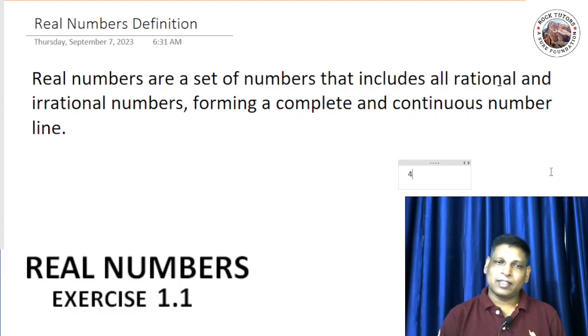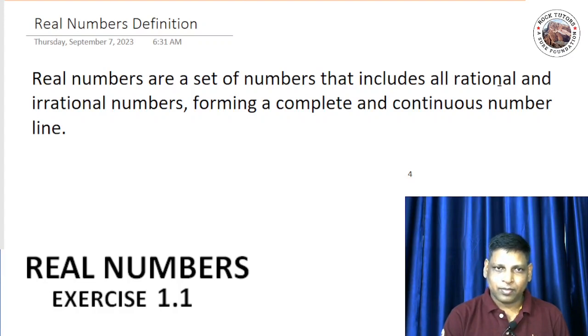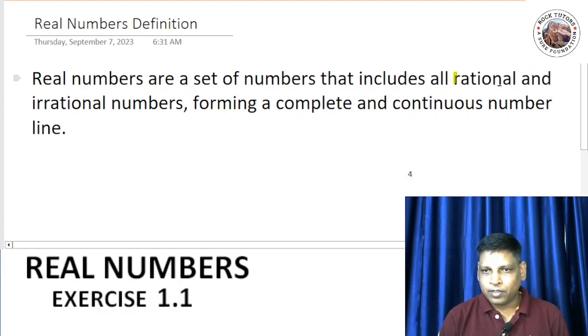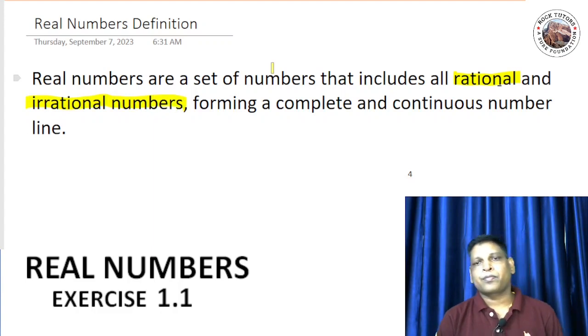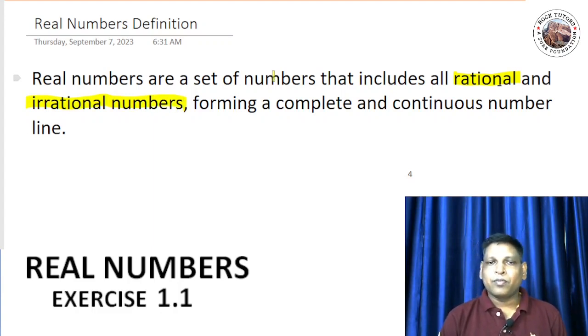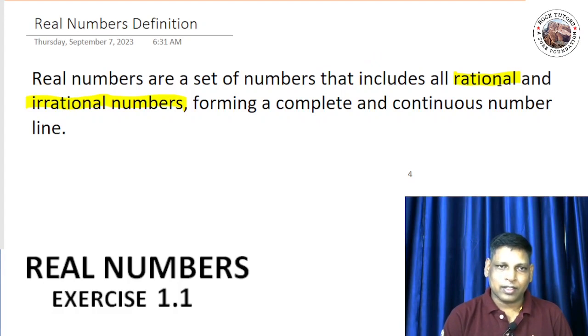Here you can see that in the definition it's given irrational numbers and rational numbers. See here, rational and irrational numbers. We'll go one by one. We'll see the definition of the rational numbers and the irrational numbers. So what do you mean by rational numbers? First we'll see the rational numbers.